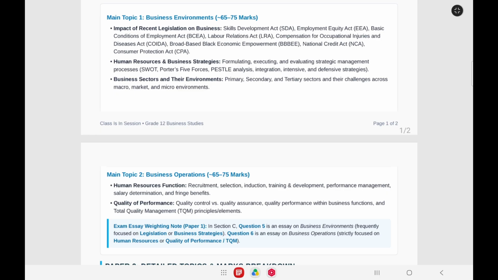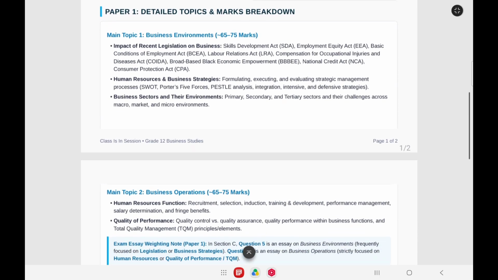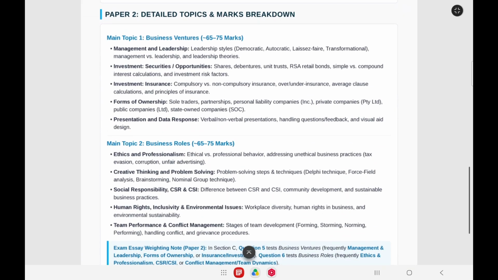Paper 2, you have business operations, which is worth from 65 to 75 marks. You have the human resource function as well as the quality of performance. I'll come back to paper 1. When you do your paper 1 notes, always do the business operations as it's more approachable. I'll explain why after. Let's go to paper 2, detailed topics and marks breakdown.